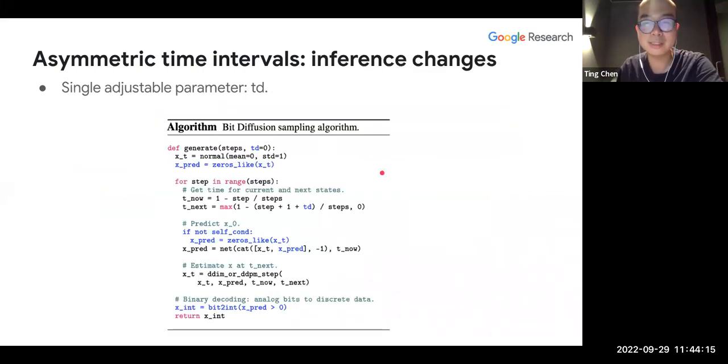But how difficult is it for you to use it? Not difficult at all, because you take the standard sampling algorithm, right? Now what you only need to add is a single adjustable hyperparameter, TD. It appears here as an input to the generate function, and you just append it here. If it is 0, that's the standard sampling procedure. If you want to set it to 0.5, just go ahead and set 0.5. The rest is exactly the same.